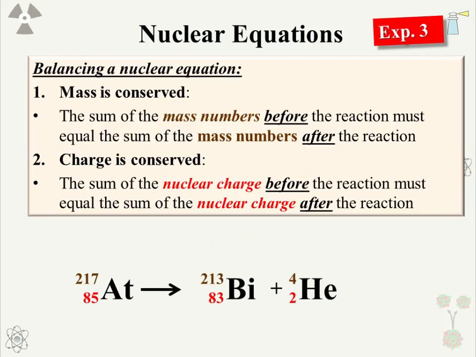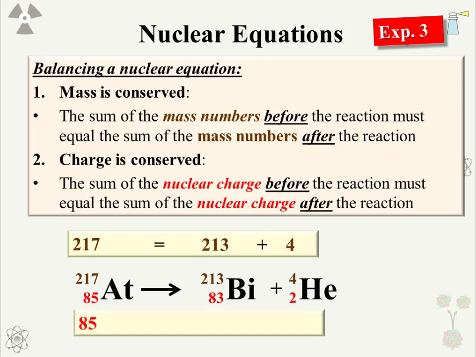The third example is the alpha decay of astatine into bismuth. We will play around with this equation as a way to demonstrate the types of questions that can be asked concerning balanced nuclear equations. First, we will verify that it is balanced. Mass is balanced. Both sides have a mass of 217. Charge is balanced. Both sides have a total of 85 protons and a nuclear charge of 85.